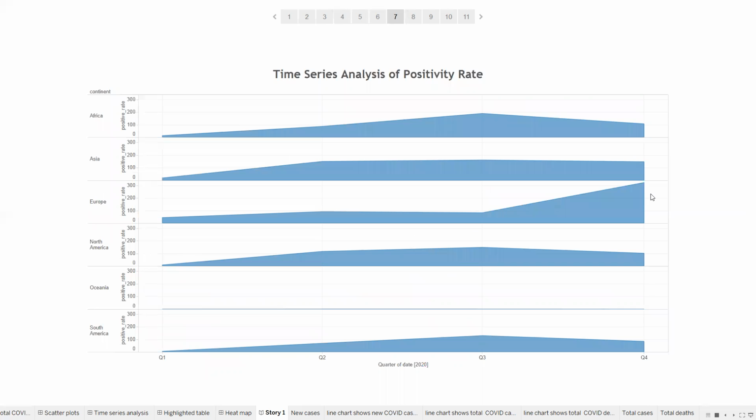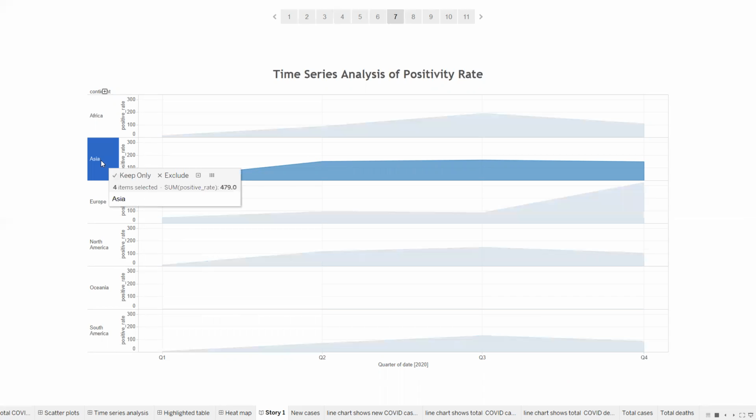Now, next is the time series analysis of positivity rate, which is classified based on the number of quarters, and which is highlighted in the x-axis. And from the time series analysis, we can clearly see, let's say for Asia, that with the passage of time, the positivity rate starts increasing from quarter first to quarter two in case of Asia. After that, it maintained a constant positivity rate.